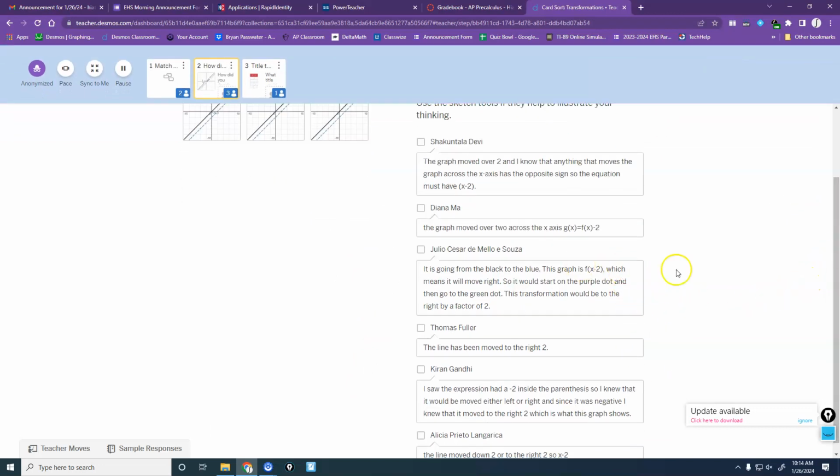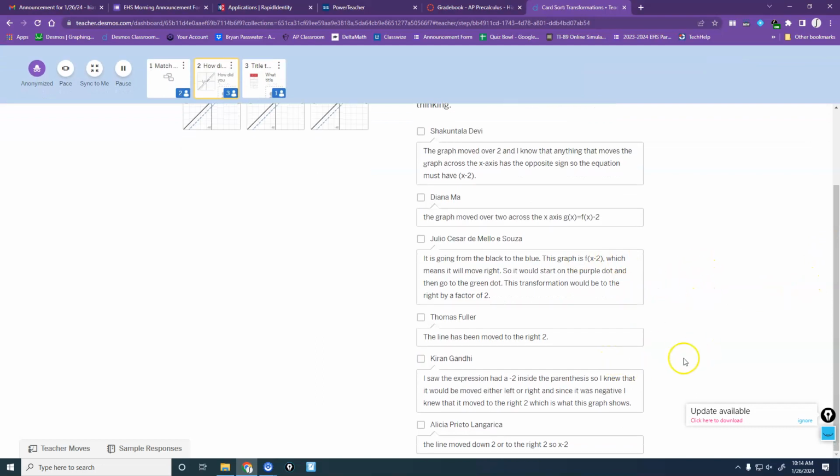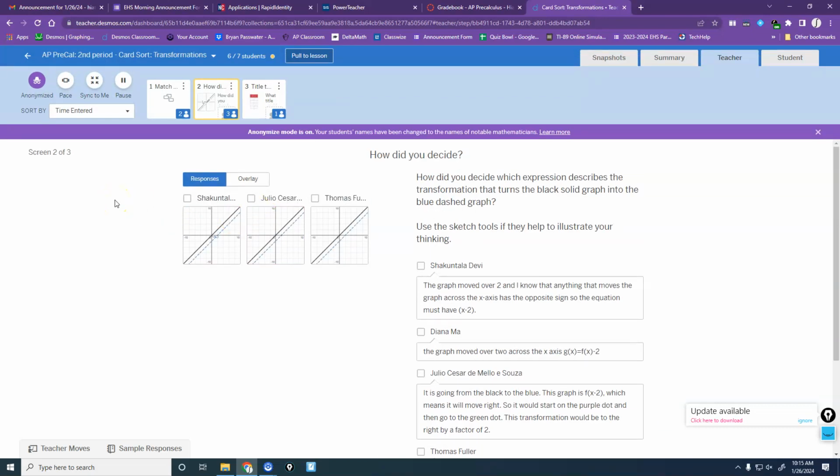So let's see, this one did f of x minus 2. This one was right 2. Most of you did right 2. Actually, Alicia down here had down 2 or to the right 2, because you definitely can do either one of those. So sometimes there might be a couple options. I might give something like that to you on a free response question. If I give it to you on a multiple choice question, I won't put both of those answers there, unless you can pick more than one, because they are both correct.